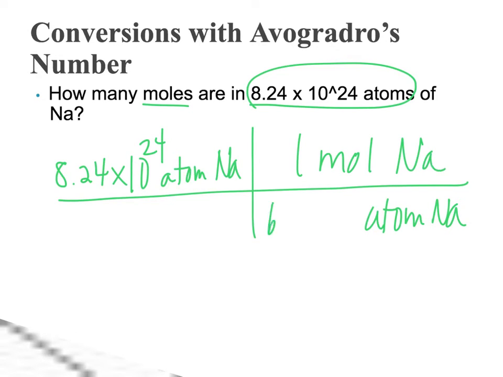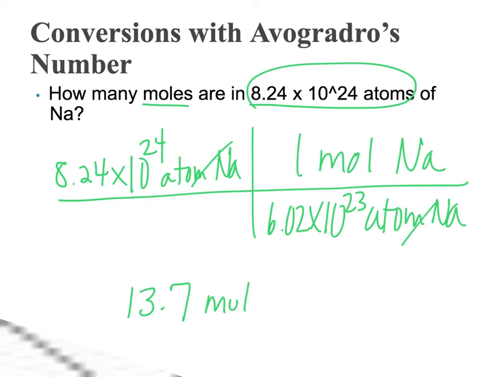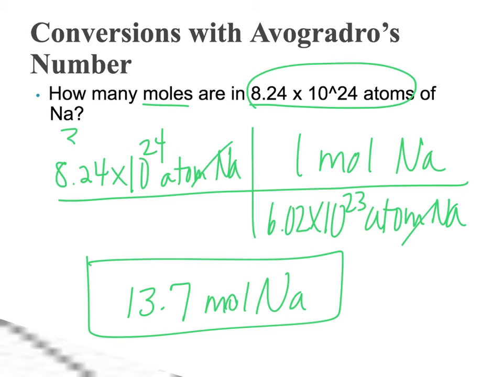So now our Avogadro's number comes down here. I have a number on the top, a number on the bottom, so this time it means I need to divide. So remember to type in the second E when you want to put those exponents in. When you get finished doing that, your atoms of sodium will be canceling, and we will be left with 13.7 moles of sodium. That would be our answer. 3 significant figures here and 3 in our answer, so we have that correct.